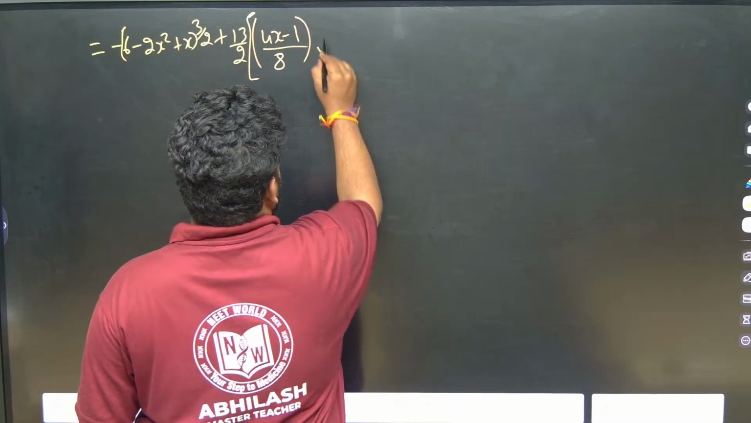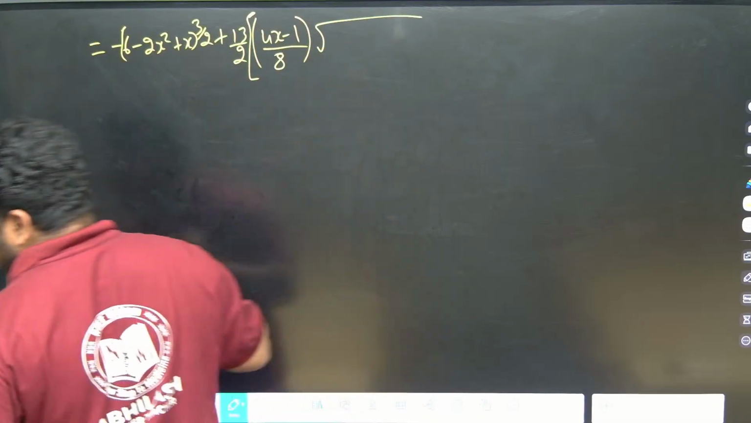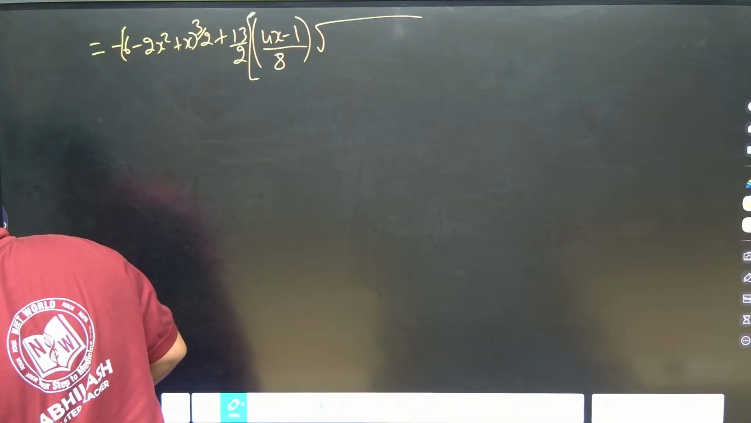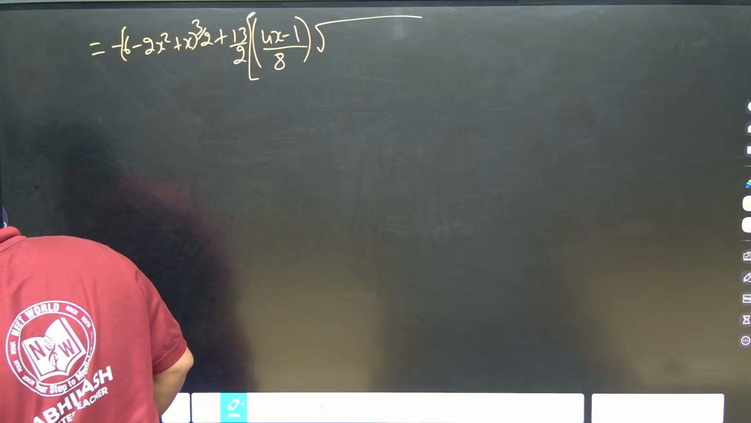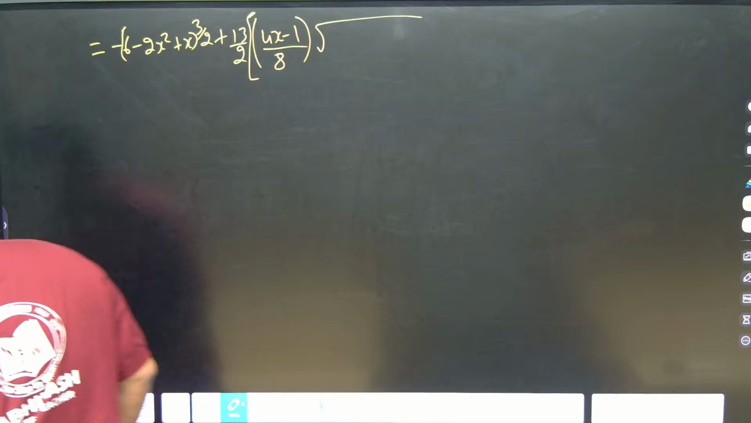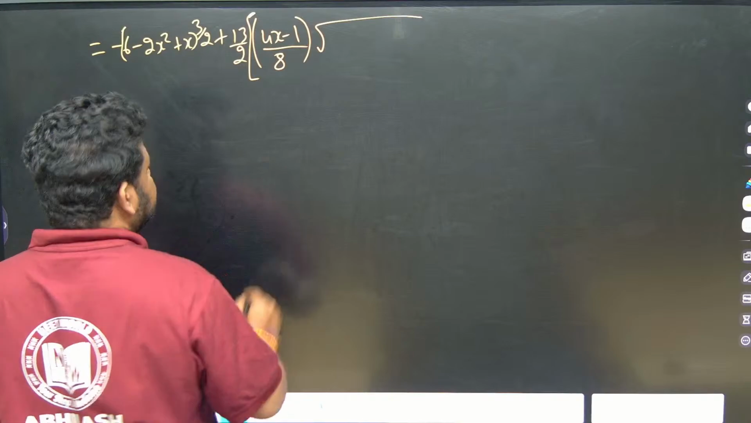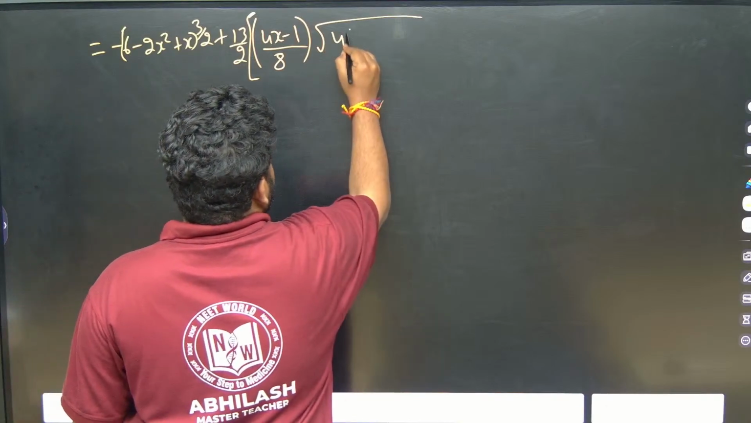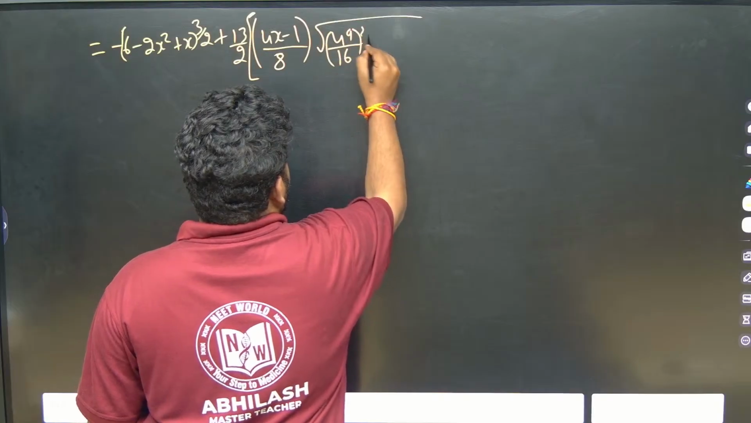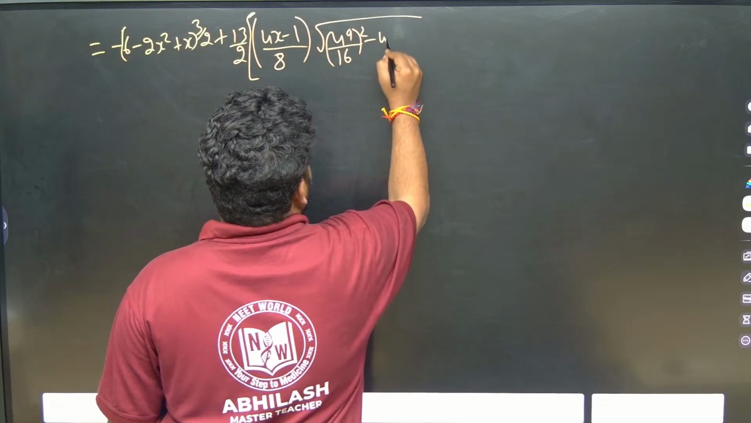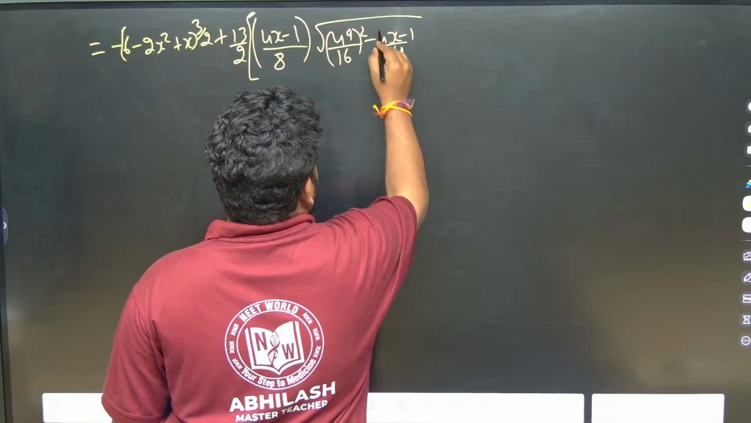What is a square minus x square? The a square value that we have is nothing but 49 by 16. So 49 by 16 minus x square, where x square is 4x minus 1 by 4 whole square.